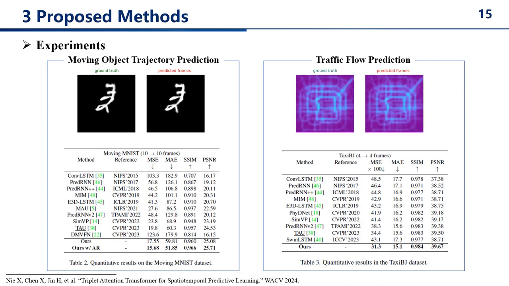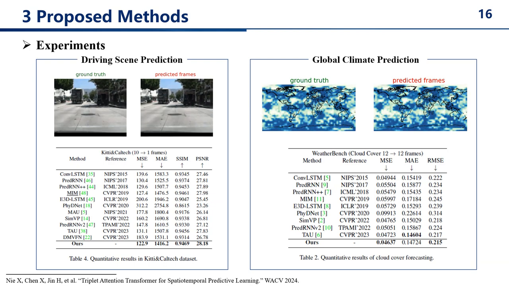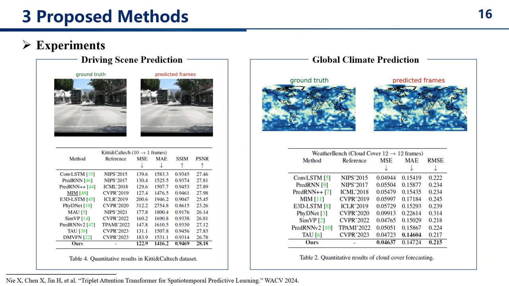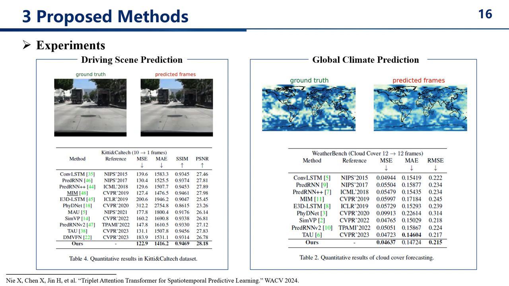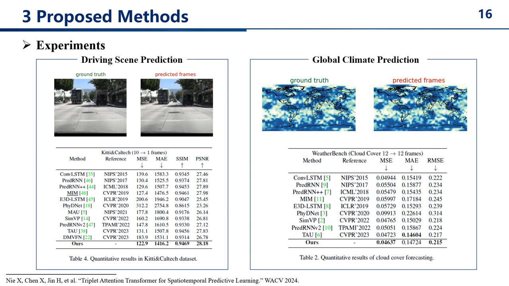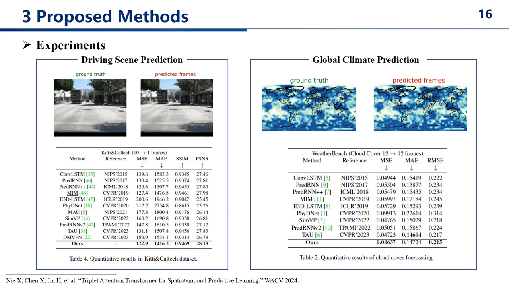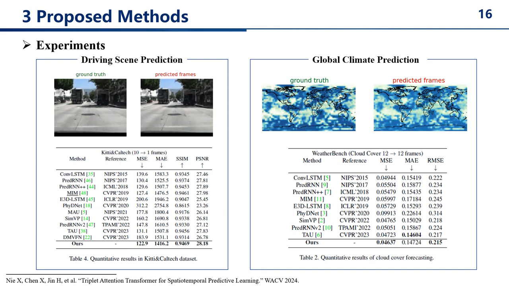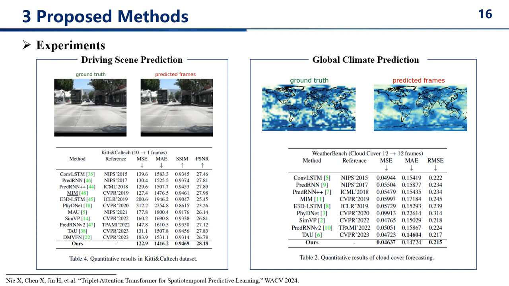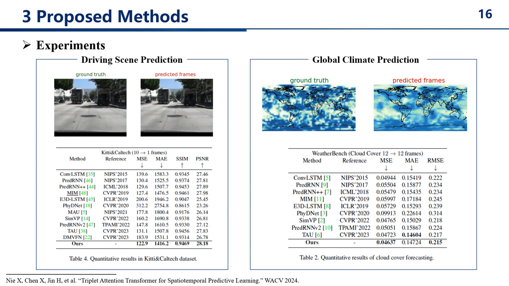We did extensive experiments, for example, moving object trajectory prediction, traffic flow prediction, driving scene prediction, and global climate prediction. The results demonstrate performance surpassing existing recurrent-based and recurrent-free methods, achieving state-of-the-art results under multi-scenario examination. Thanks.